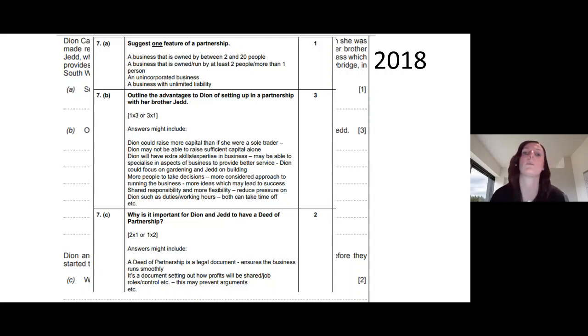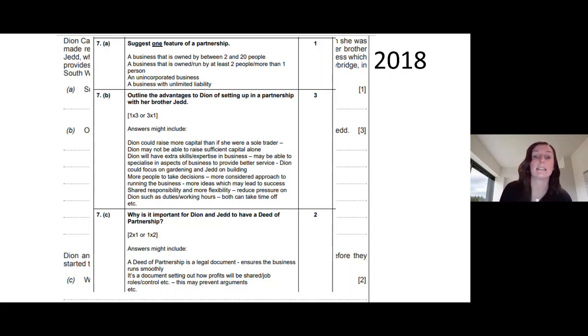Advantages to Dion setting up a partnership. Now this is where people kind of don't, we'll put it general. We need to be really including, if you can try on any of the answers that are more than maybe 2 marks, try and include the scenario within that. So you've got Dion could raise more capital if she was a sole trader. So I'm using her name in the question.